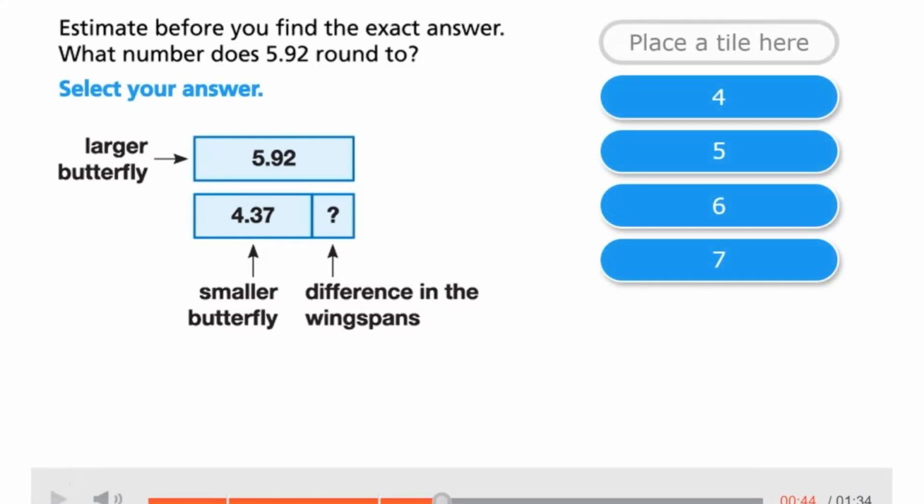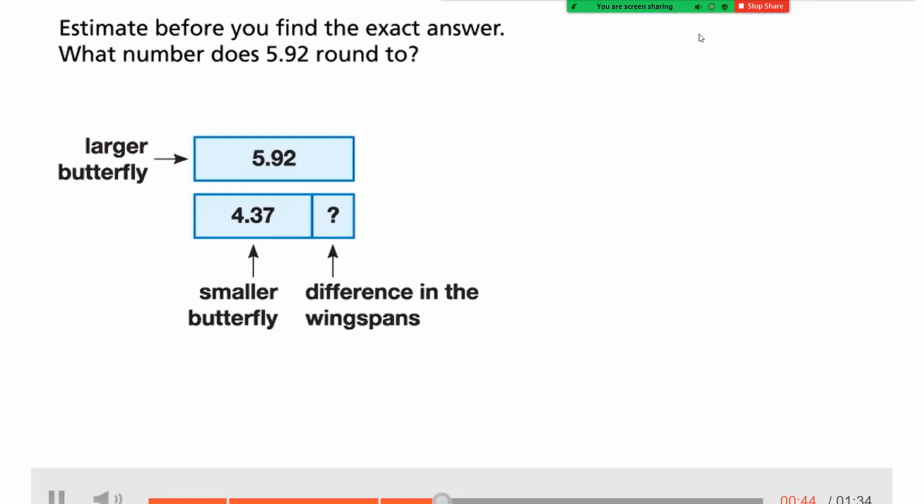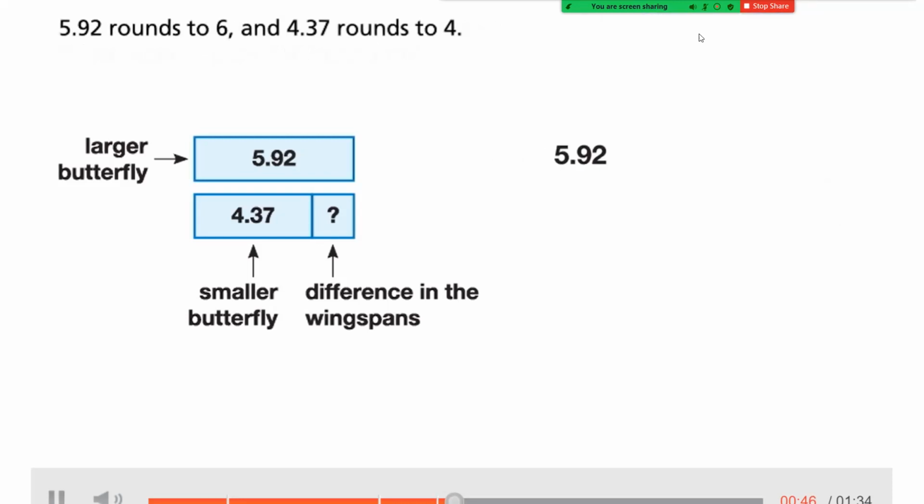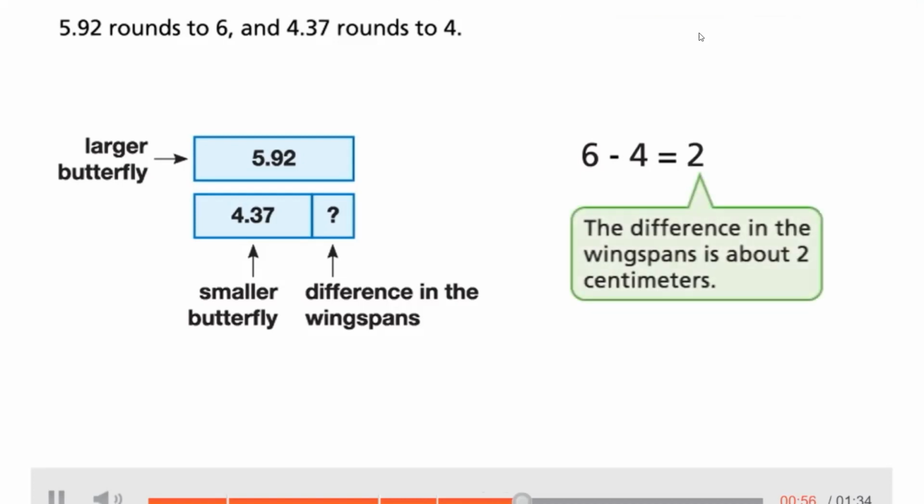Select your answer. So 5 92/100 is very close to 6. An easy way to think about it is like money. $5.92 is almost $6, or 5 92/100 is almost 6 whole. 5 92/100 rounds to 6, and 4 37/100 rounds to 4. 6 minus 4 equals 2. The difference in the wingspans is about 2 centimeters.